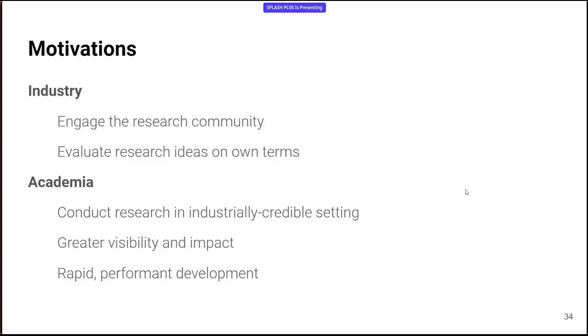From the academic point of view, the flip side is you've got an industrially credible framework in which you can do your research. You've got greater visibility because you've got more languages that you're exposed to. And it allows you to do rapid and performant development, so you can build things quickly that perform well.